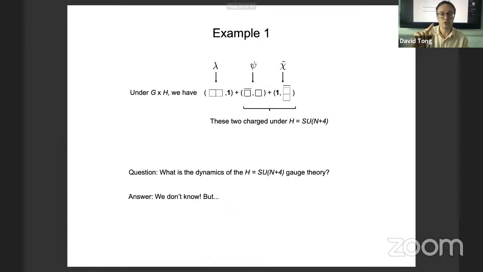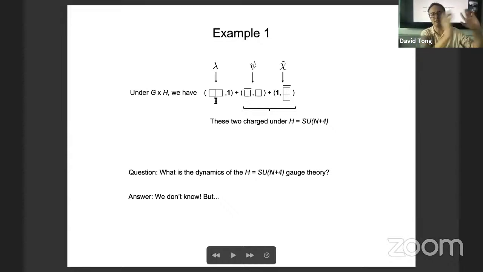So just introducing some notation. It's exactly the same as we had before. G is SU(N) and is the global symmetry I want to preserve. H is SU(N+4) and is the new gauge dynamics I've introduced. And here's my collection of fermions. The ones that I start with are lambda and the psi's. They're both charged under G. And the extra fermion I add is what I've called chi tilde. That's only charged under H. The psi and the chi tilde are charged under H. Lambda is just a bystander as far as H is concerned.